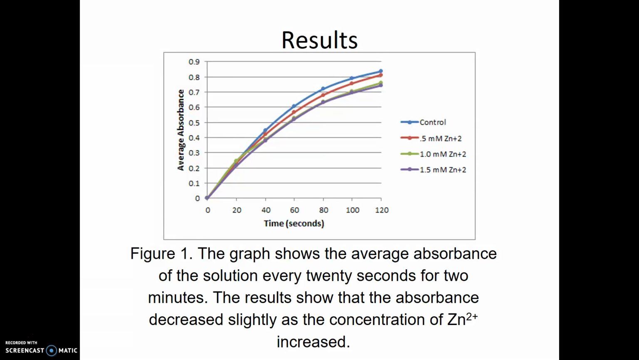The graph shows that the higher the concentration of zinc added, the more the absorbance decreased. This leads us to believe that the zinc ion inhibited the reaction between hydrogen peroxide and the catalase enzyme.